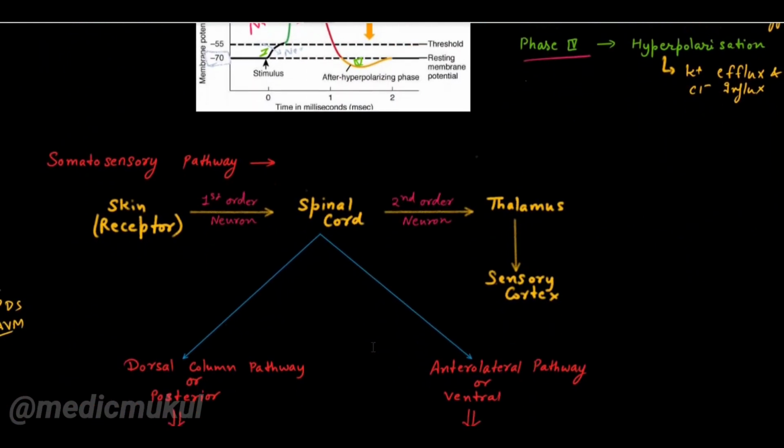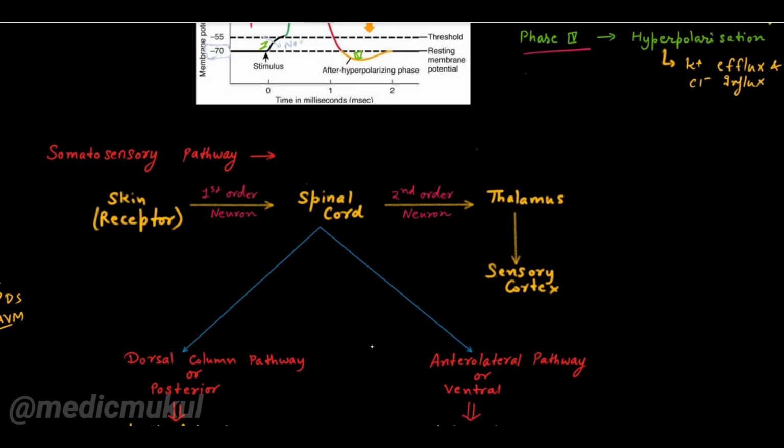Next is the somatosensory pathway. In the somatosensory pathway, remember the receptors present in our skin. Then there is a first order neuron, then it goes to the spinal cord. The signal from the skin receptor goes to the spinal cord, and from the spinal cord through the second order neuron it goes to the thalamus.